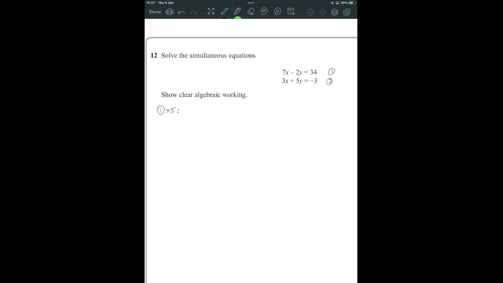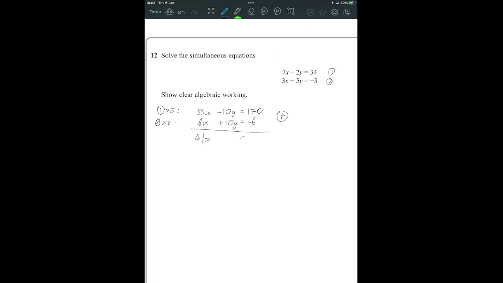So I'm going to multiply the top one by 5, making sure that I do multiply every single section by 5, as so. And the second one, I'm going to multiply through by 2. This is going to make the y's match up. And that's a -6, let's not lose the negative sign. And now if I add the two equations, stuff cancels.